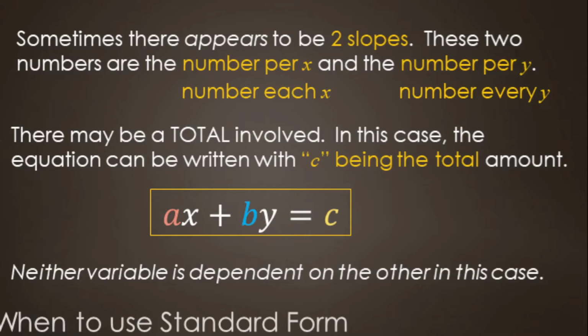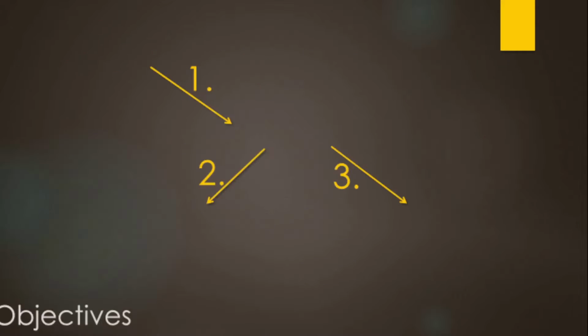The other thing with this is neither variable is dependent on each other. So if we're talking like the number of cheeseburgers and how much it costs, your cost depends on how many cheeseburgers you buy. But for standard form, we don't have that. Now these relationships are also called linear combinations. You'll sometimes hear it said like that.